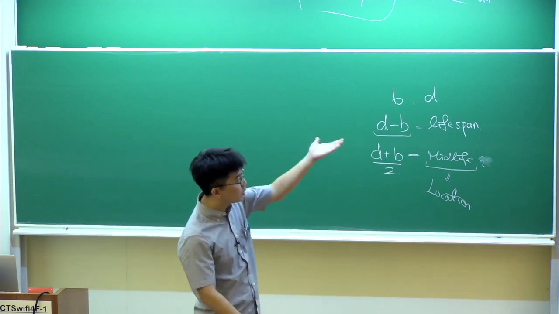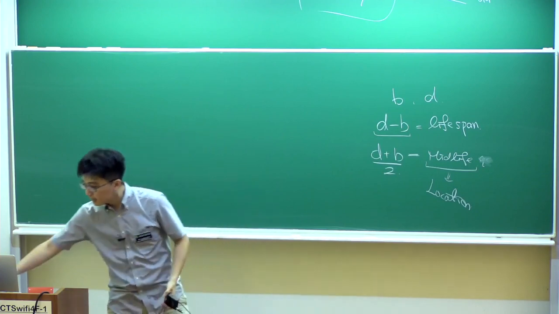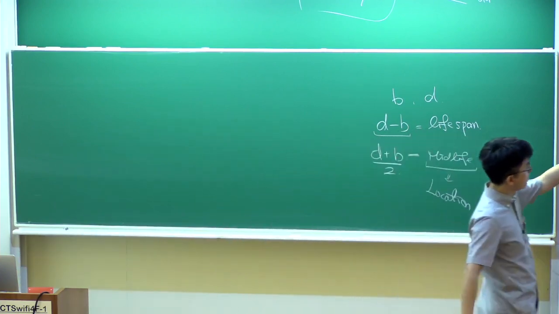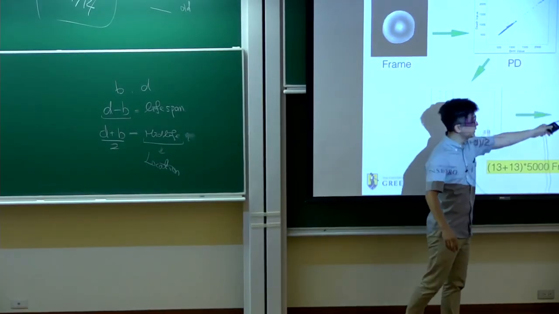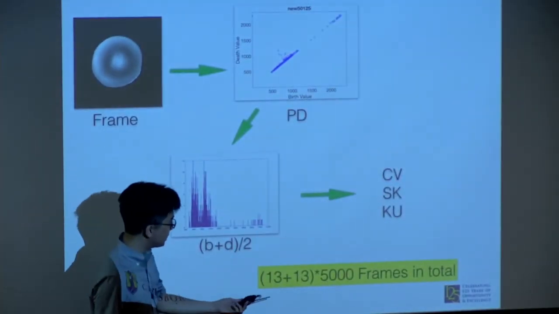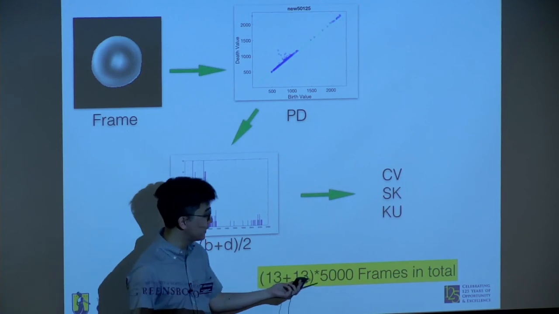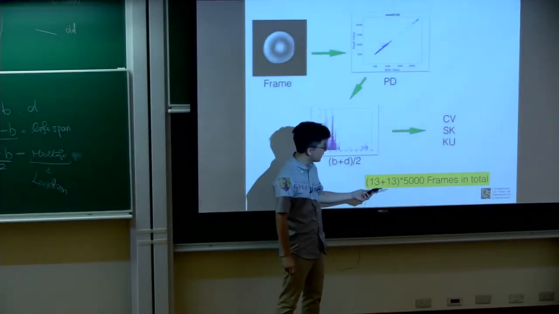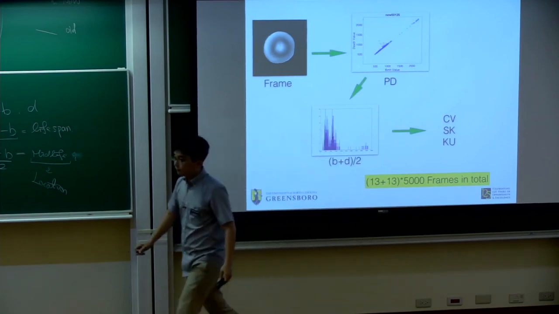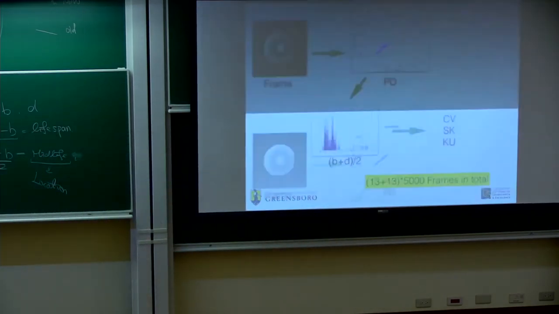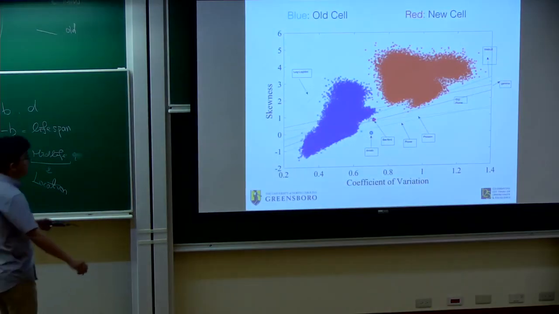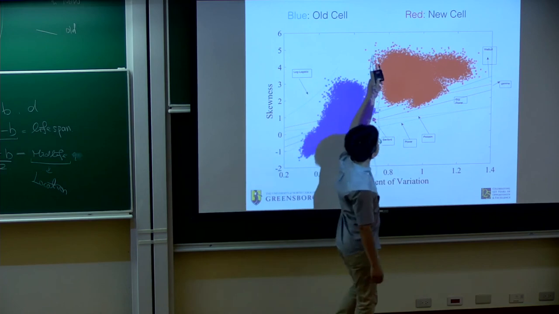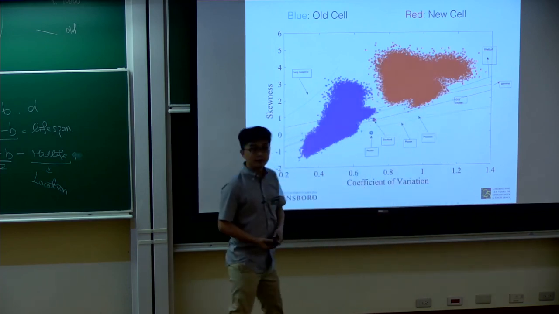Blue is the old cell. Remember how many points we have? Each CSV file is one point. So how many points do I have? I have 13 multiplied by 5,000 old cell points, and for the new cell, I have 13 multiplied by 500. And this is what happened.